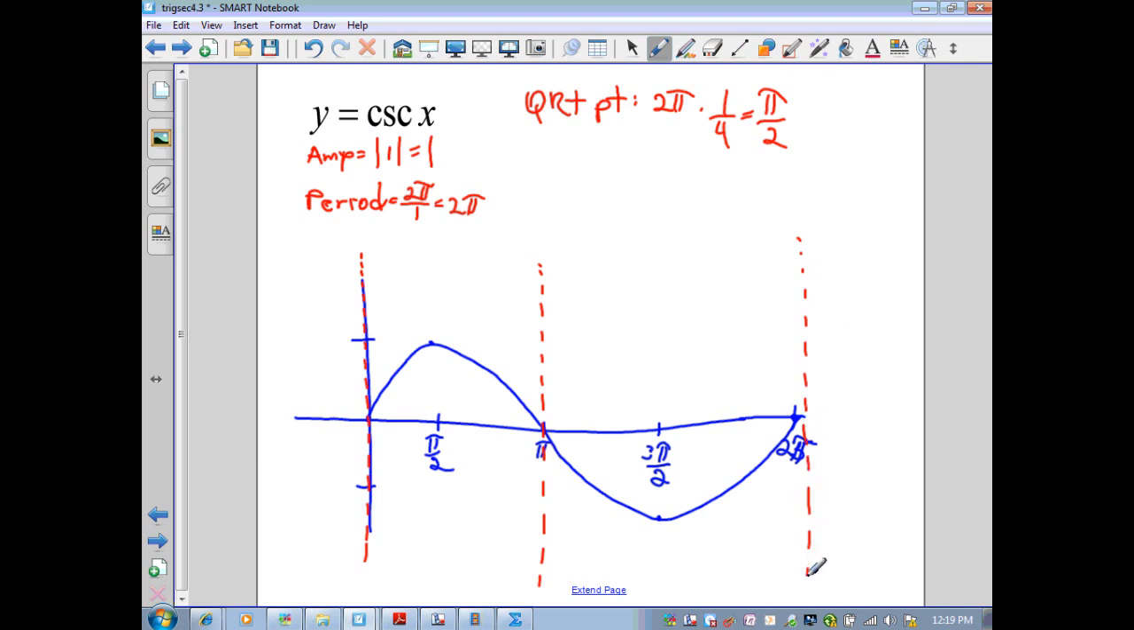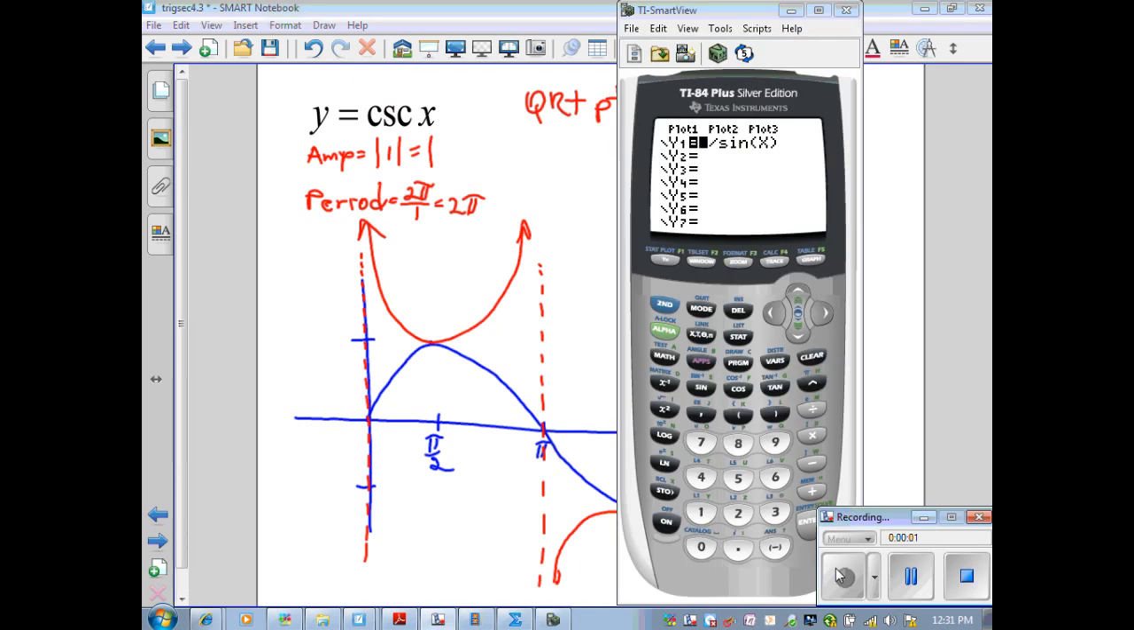Then I create U-shapes at the amplitudes of my arcs. So here, I create my cosecant function. Let's check our solution using the calculator.